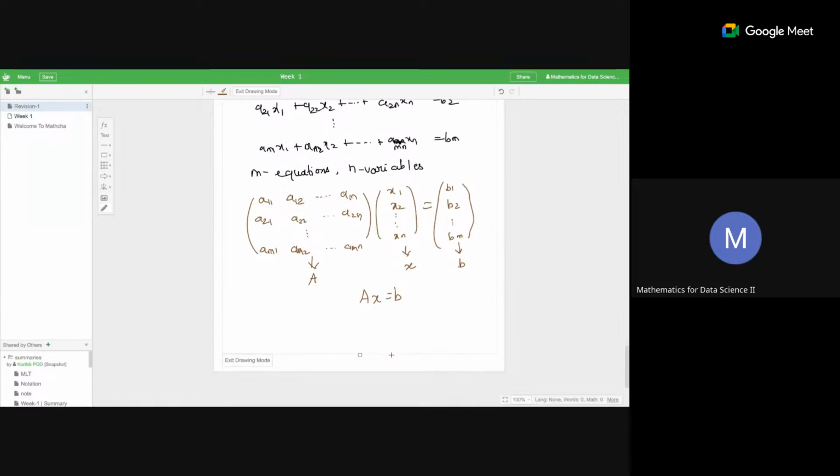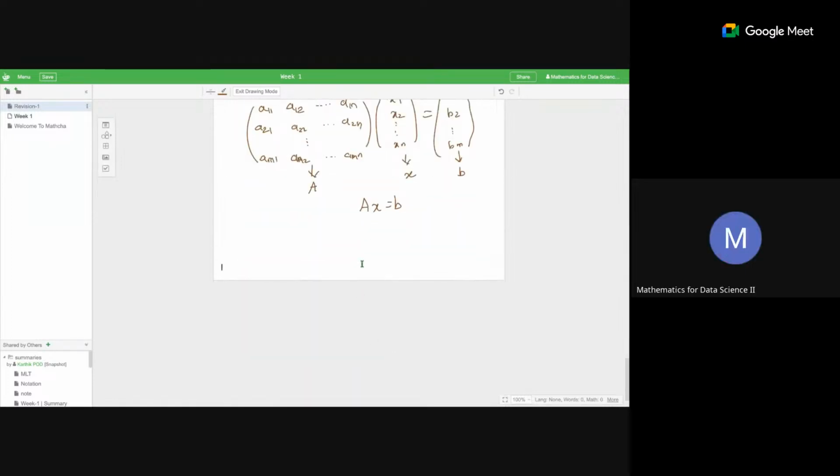And B is just a constant vector. The values of B are given to you, the values of A are given to you, and you are asked to find what is X, the unknown vector. Okay, fine. So I will give you a few examples here.